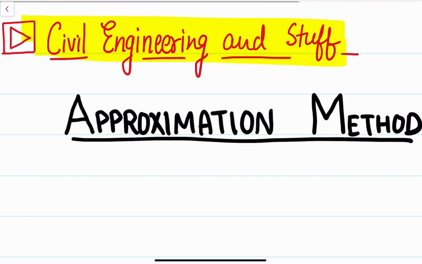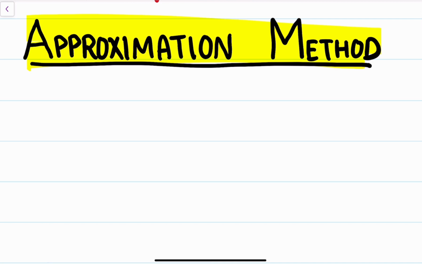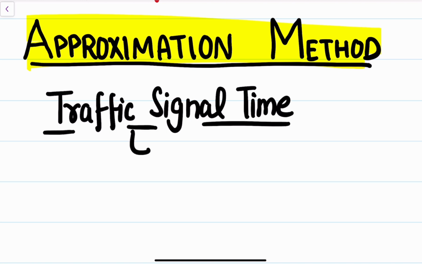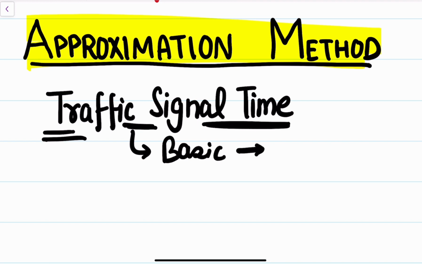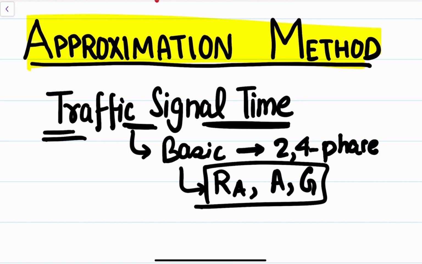And in today's video, we are going to discuss another method of traffic signal timing design, and that is called the approximation method. We have discussed in the previous video the basics of the design of traffic signal timing. There we discussed the two-phase and four-phase traffic signal system and the parameters that are taken into account while deciding the red time, the amber time, as well as the green time of the traffic signal. Right?